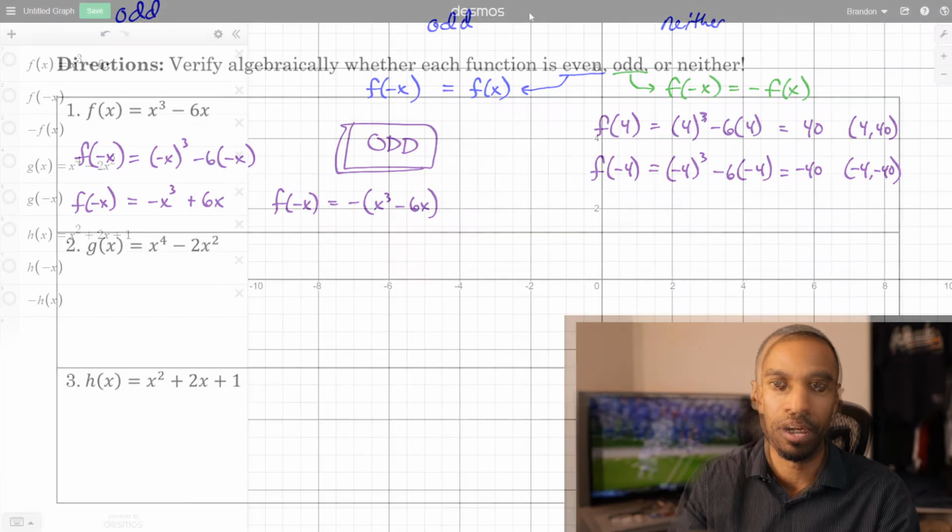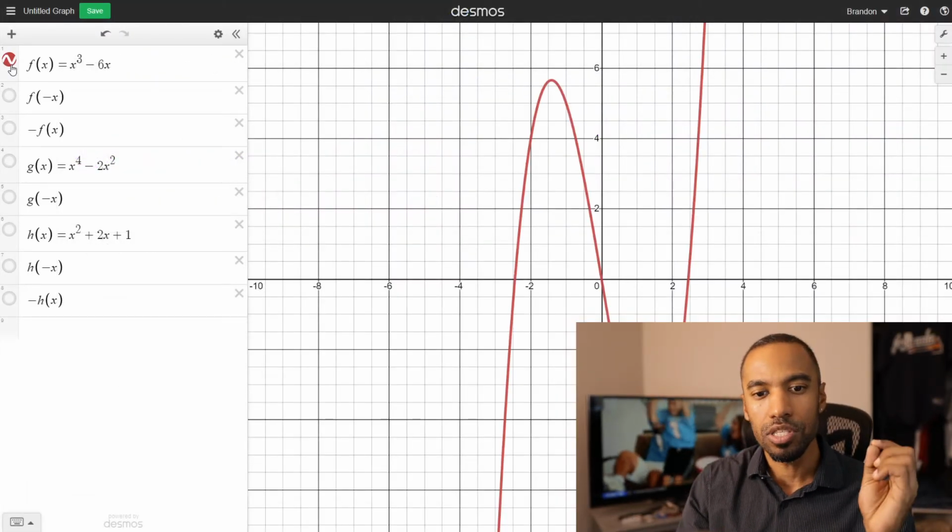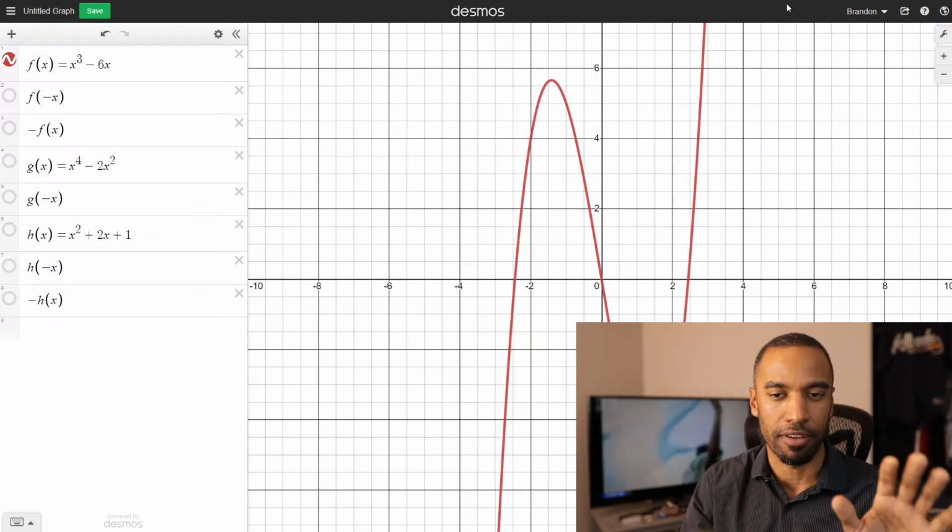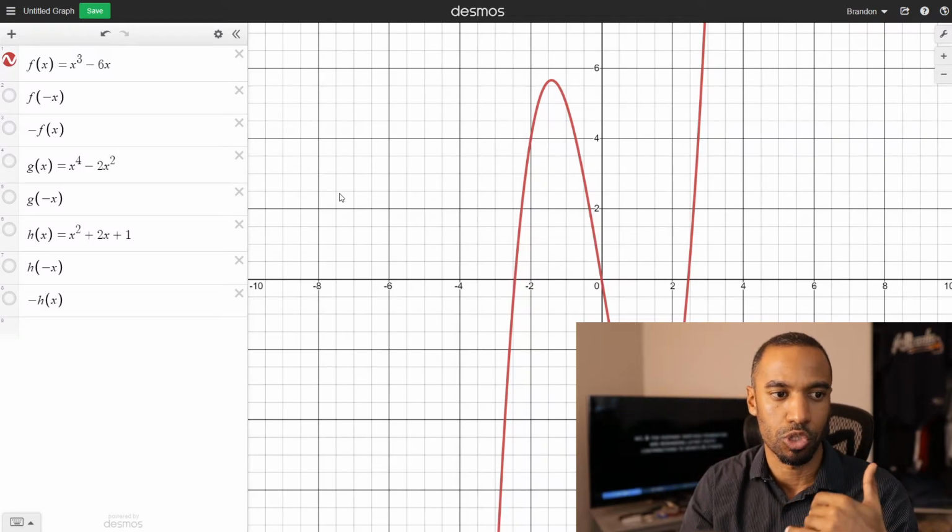Now, if you want to see a little more proof of it, I have a graphing calculator here. So let's go to this problem. And here's the x cubed minus 6x graph in and of itself. They're fun to look at sometimes. They've got all the squigglies right here.